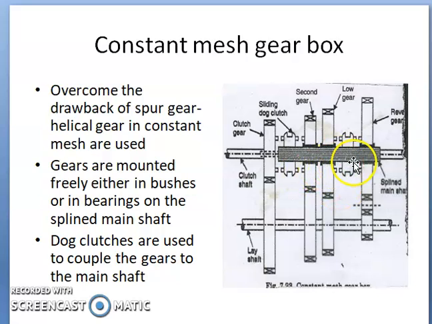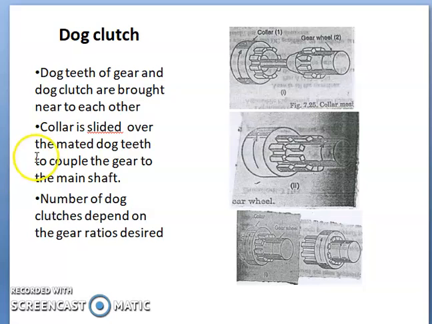So how to rotate the transmission shaft? If the splined transmission shaft has to rotate, then that is made possible with the use of the dog clutch. When the dog clutch is engaged, the transmission shaft will rotate along with the dog clutch. So dog clutches play a very vital role in constant mesh gearbox. Let us first see how the dog clutch works.